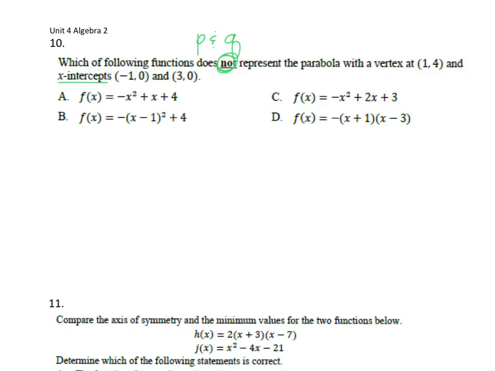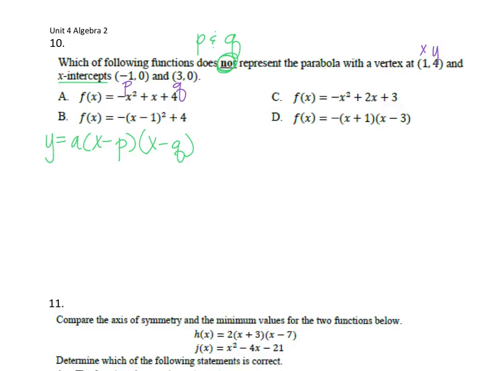So if I want to rewrite this equation, first of all, I need to find my a, and I can do that by saying y equals a times (x minus p) times (x minus q). So if I fill everything in, this is my x and my y, and this is my p, and this is my q.